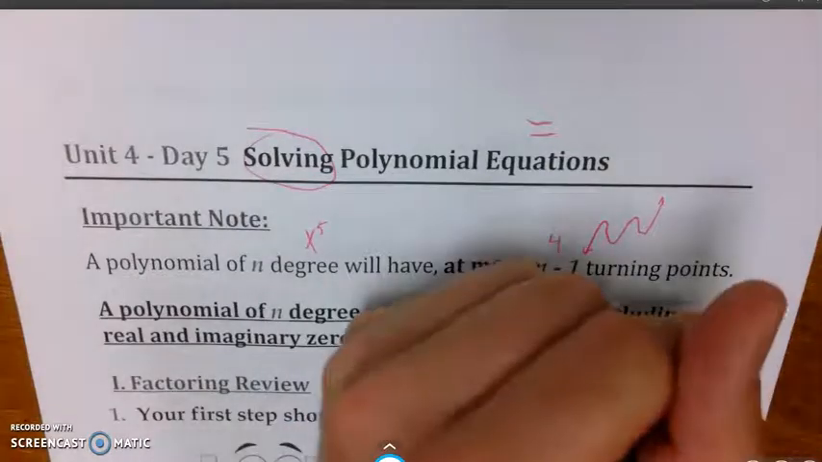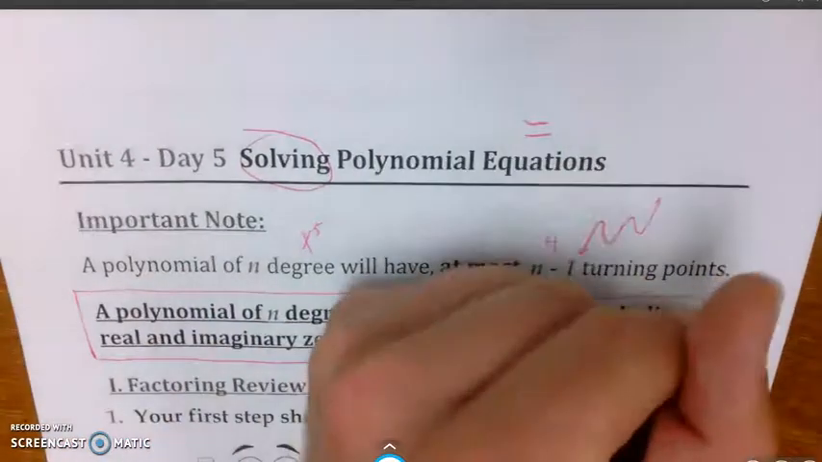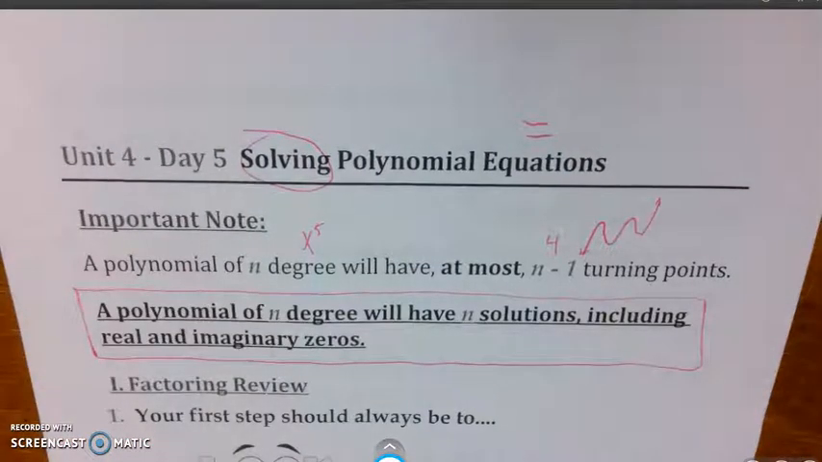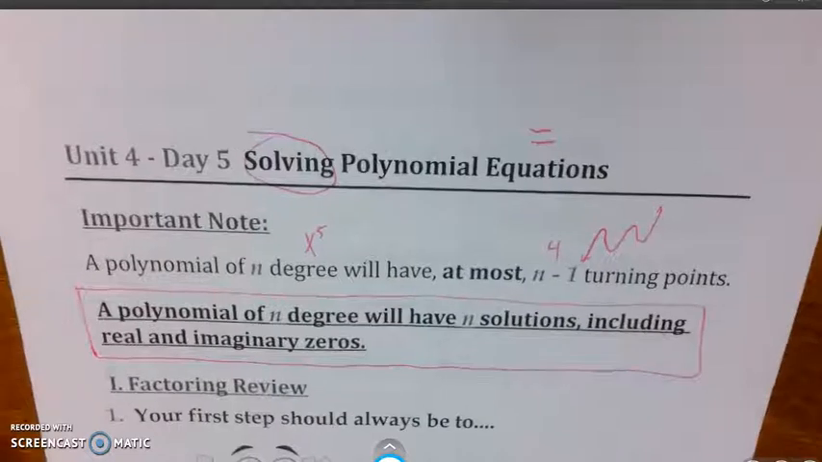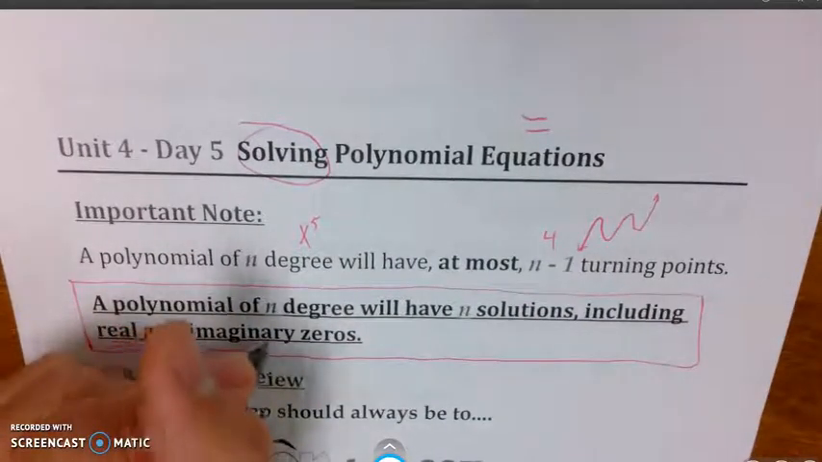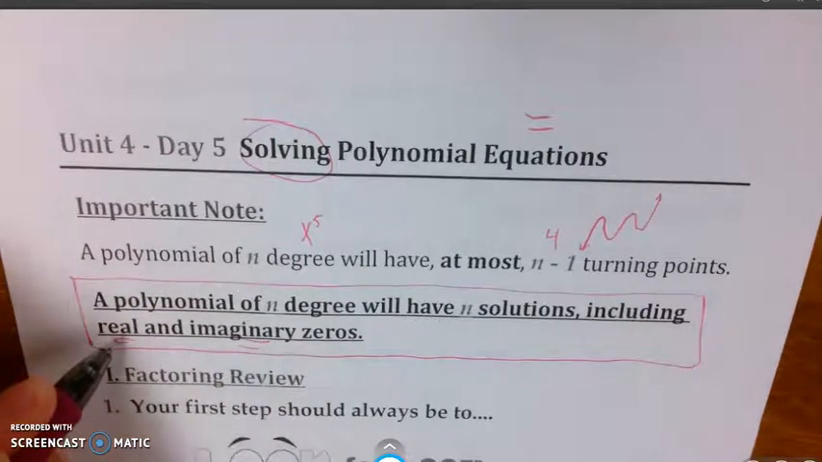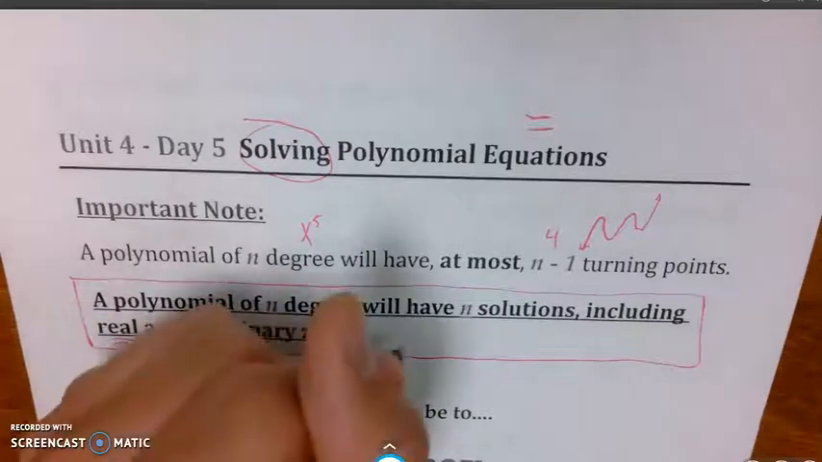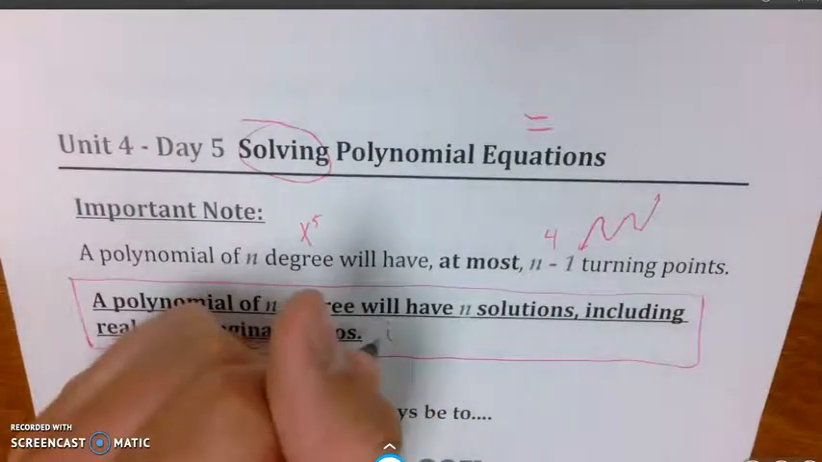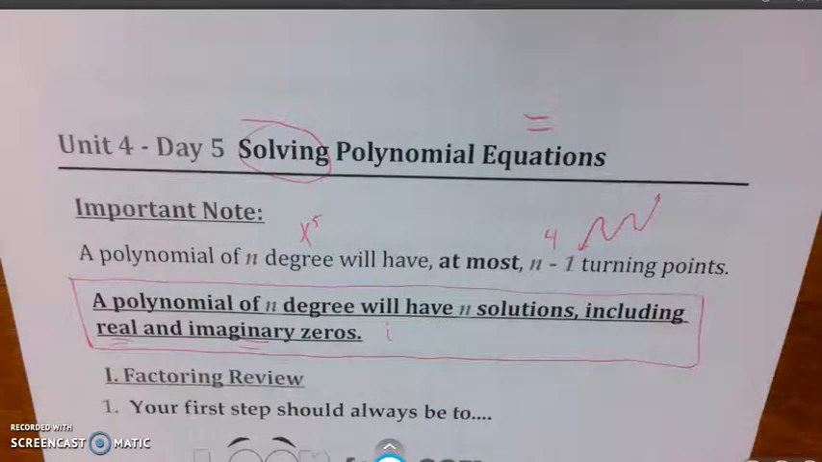The next part is really the meat and potatoes here. And that says a polynomial of the nth degree will have n solutions. And this can be split between real and imaginary values. So real solutions: basic numbers, maybe fractions, or square roots, radicals, things like that. And imaginary, typically you'll see the letter i showing up with those.